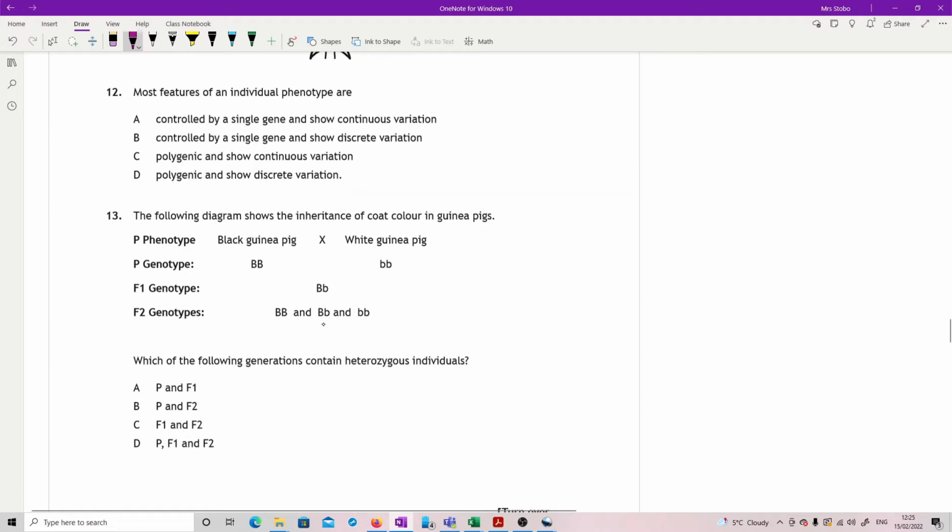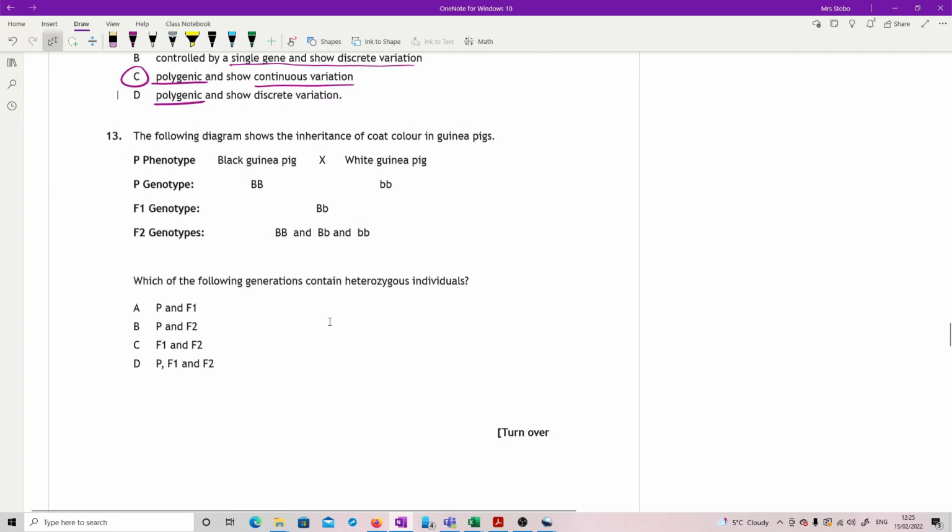Okay, most features of an individual phenotype are, and again this has been taken out as no longer in the national course, just for, again, interest. Single genes would give you discrete variation. This is true, but it's not most features. Most features of you are controlled by loads of different genes, so they are polygenic, and because of that, it follows over a range. Okay, but don't worry about it.